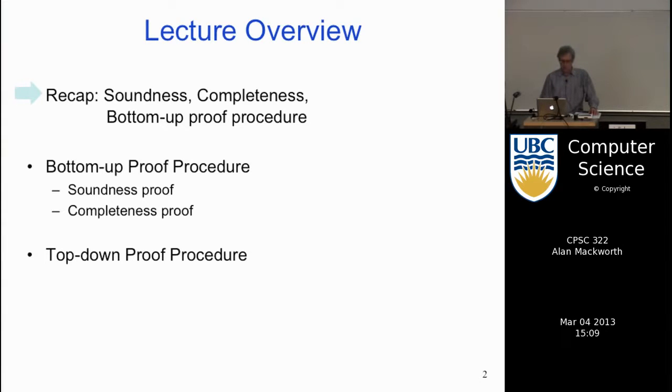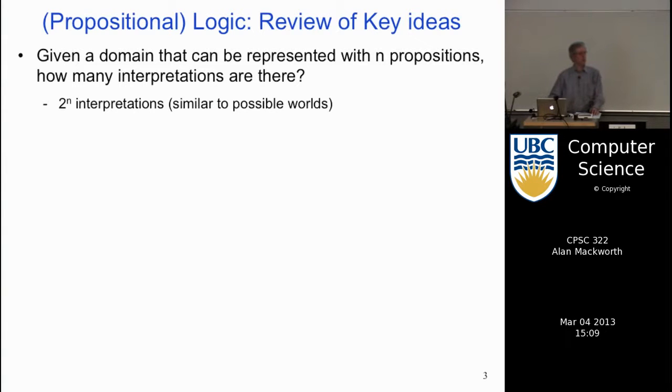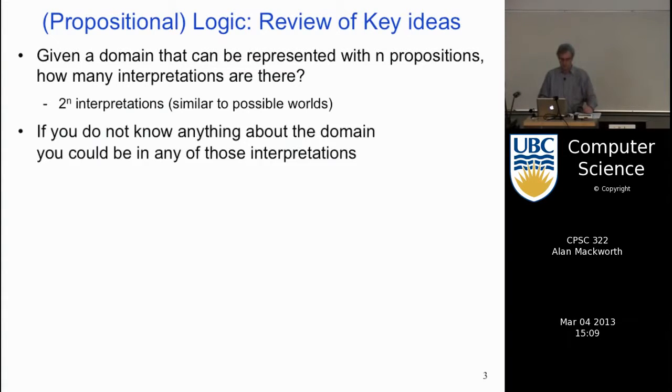Okay, so recapping soundness and completeness. Just a quick review of propositional logic. Given a domain that can be represented with n propositions, how many interpretations are there? Off the top of your head, you should say instantly 2 to the n. There's a truth table for all the propositions, and every entry in the truth table is an interpretation, right? Very similar to the idea of possible worlds. If I don't tell you anything else about the domain, I don't give you any facts that are true in the domain, you could be in any one of those interpretations. Okay? In general, you're going to be in a single interpretation. The world will be in a single state. Okay? But you don't know which one it is if I don't tell you anything else about the world.